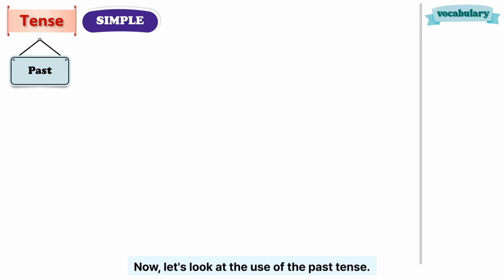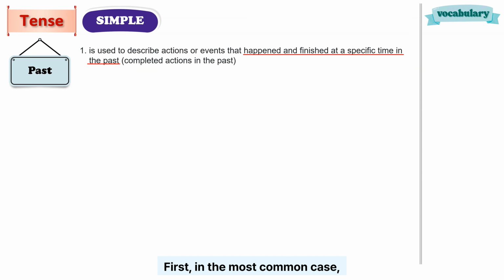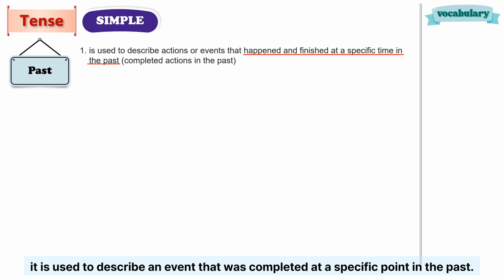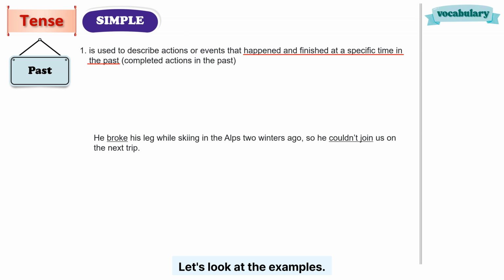Now let's look at the use of the past tense. First, in the most common case, it is used to describe an event that was completed at a specific point in the past. Let's look at the examples.